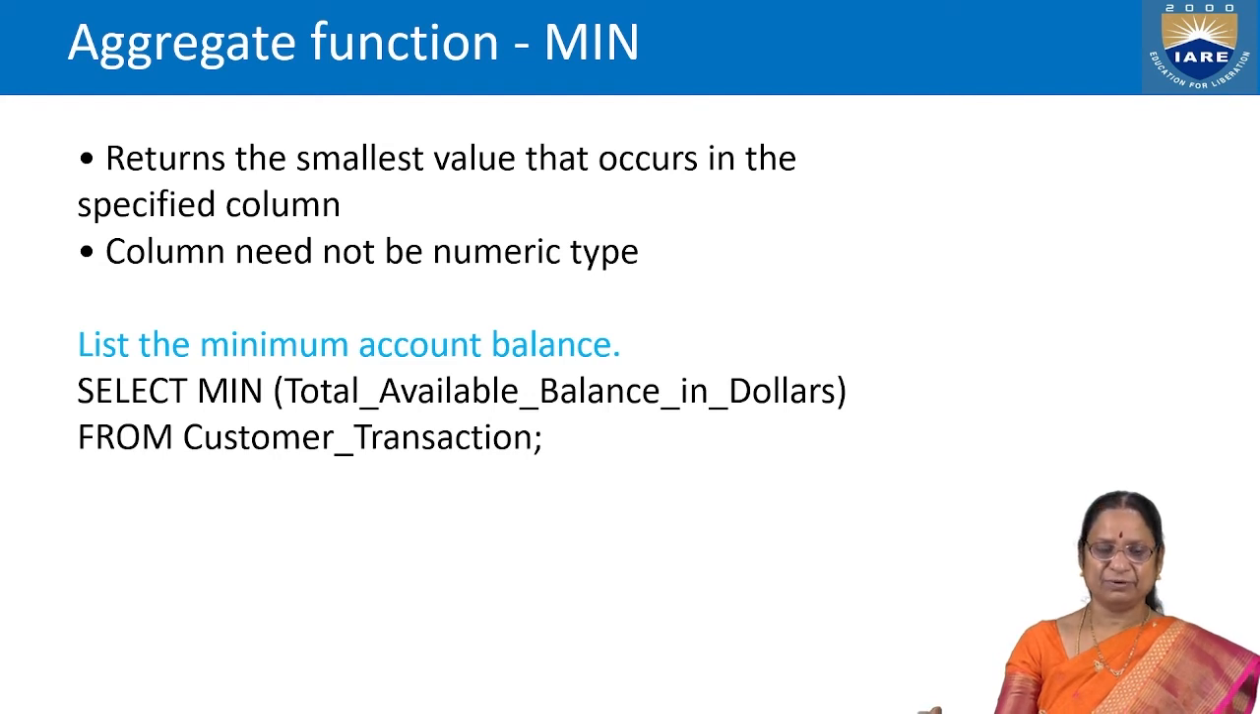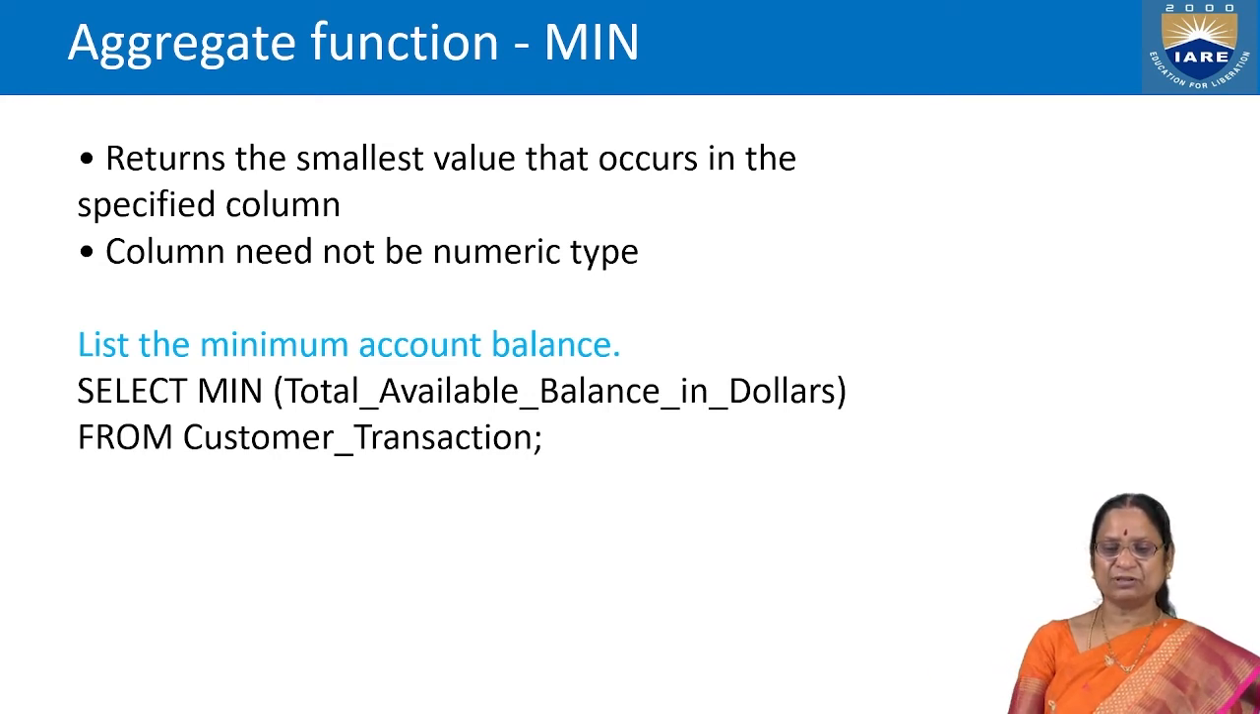For example, minimum returns the smallest value that occurs in the specified column. The column need not be numeric type; it can be character type also. For example, minimum balance or minimum salary. List the details of the employee who gets the minimum salary in the company. Select employee name from employee where sal is equal to min of sal.